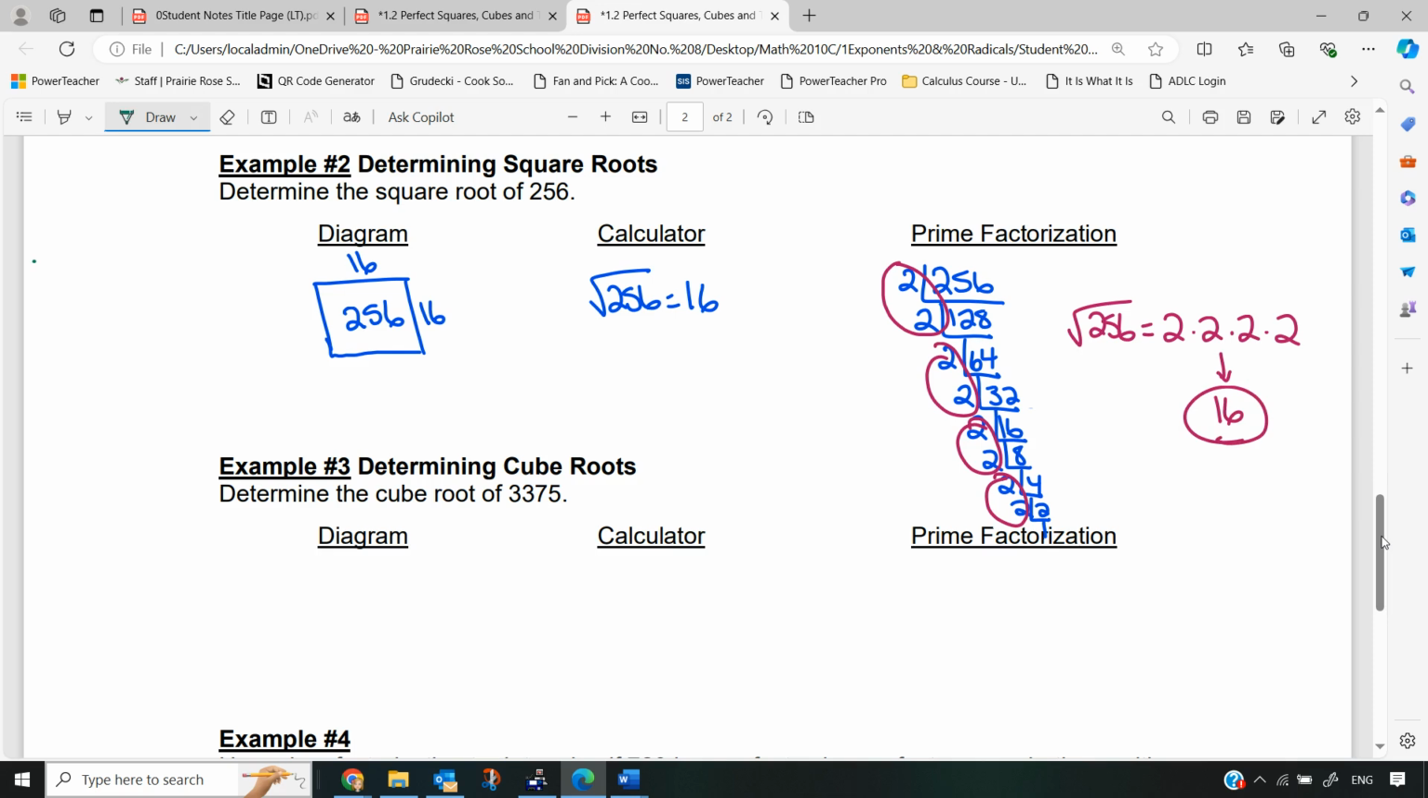Now taking a look at cube roots, the process is exactly the same. When we're dealing with a cube root, we're talking about volume. So that means we're going to be drawing a three-dimensional object. And we need to figure out what three identical numbers multiply to be 3375.